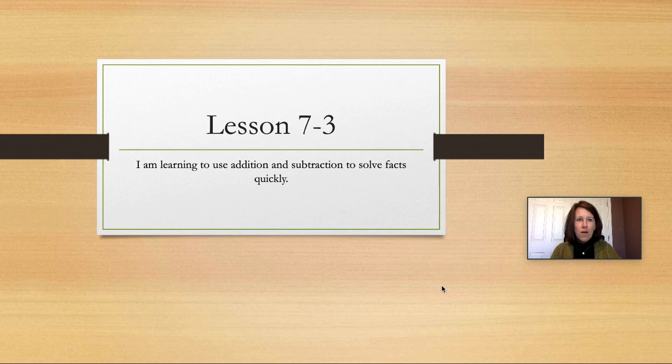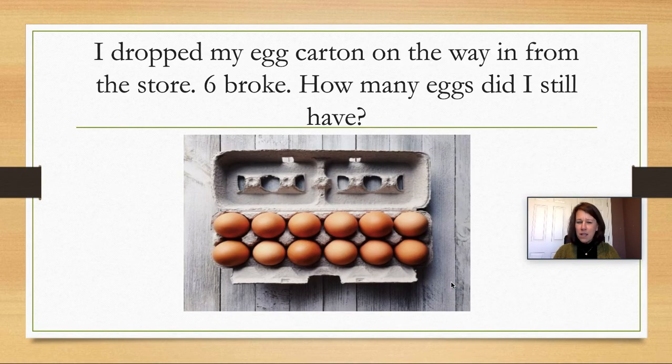and fact triangles and all kinds of strategies and tools that help us to use addition and subtraction to solve facts quickly. Today, we want to think a little bit more about maybe using some of our thinking strategies or our mental math strategies to help us solve those addition and subtraction facts quickly.